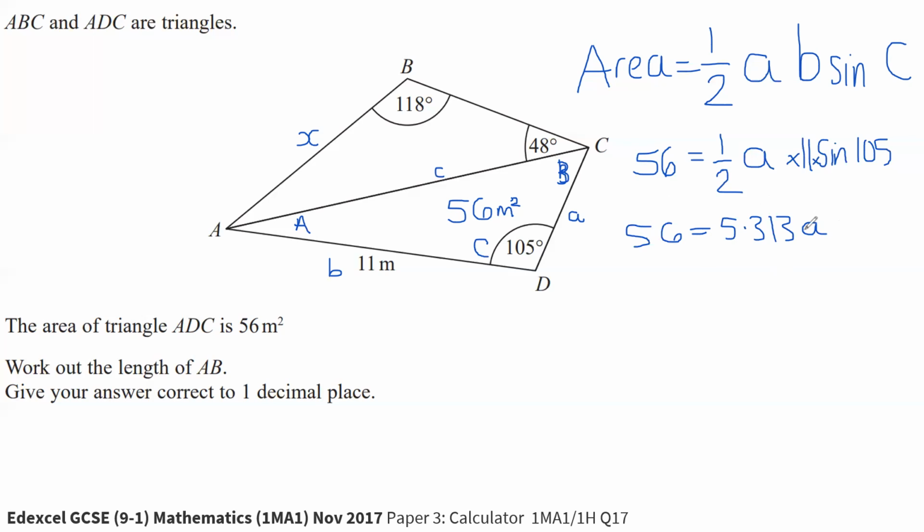Now hopefully you realise if we divide both sides by 5.313, we're going to end up with A equals 10.54. And this is again where I'm not going to round, so I've kept this number in my calculator so that I don't end up with any rounding errors. So I can keep this answer all the way through. Let's rub out these letters that I've drawn on, because we don't need them anymore. We know that this side length here is 10.54.